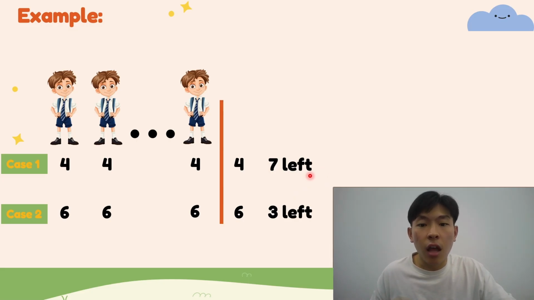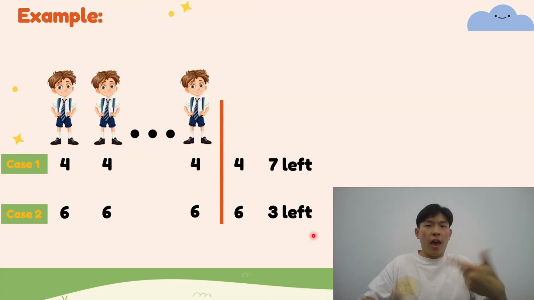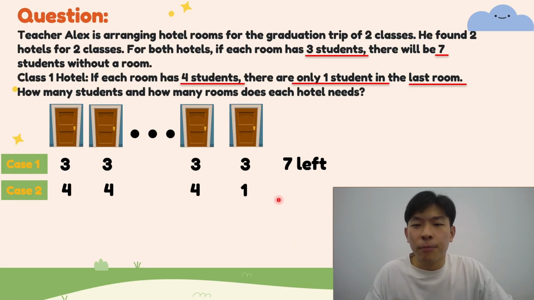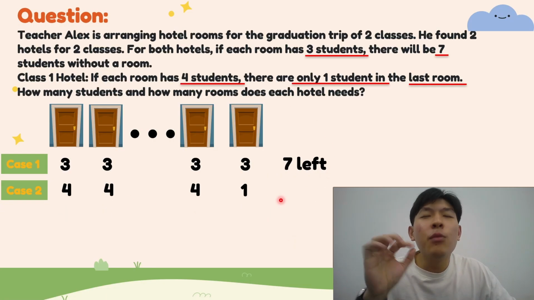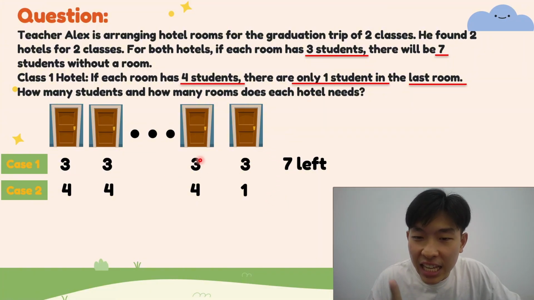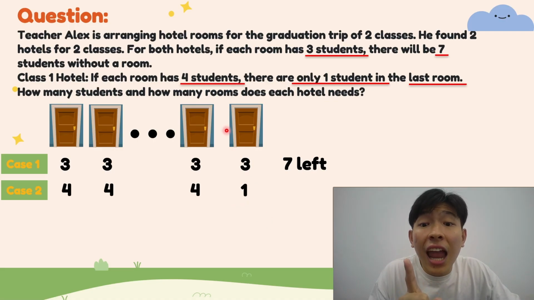Exactly, 11. 4 plus 7. Now, in case 2, how many extra candies do I have? 6 plus 3. Yes, it's 9. So, let's look back at our question here. Now, we said that we only know how to do it when all numbers in a single case are the same. And where's the different part? It's the 1. It's the last room. It's the last room that's different.